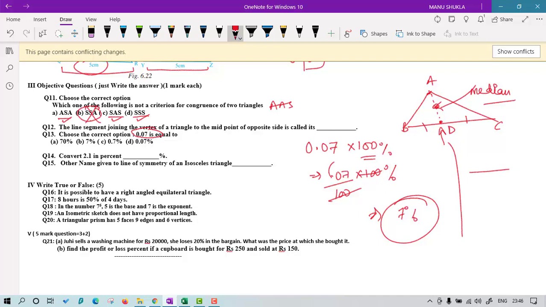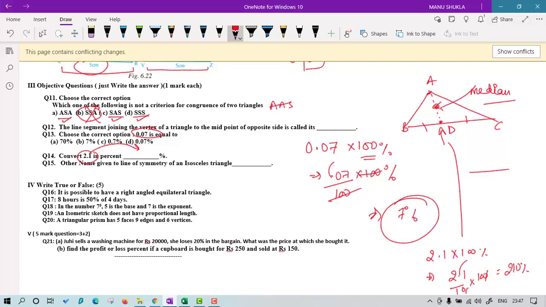Question number 14, convert 2.1 in percent. Same thing, we want to convert a given thing into percentage, so we have to multiply it with 100%, and we get the answer as 2.1 was given. So let's make it 21 upon 10 into 100. 10 will cancel. The answer is 210%.